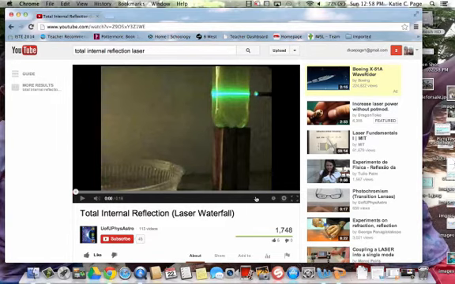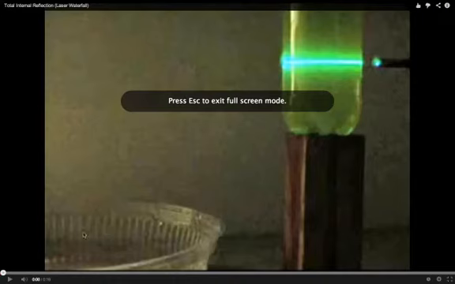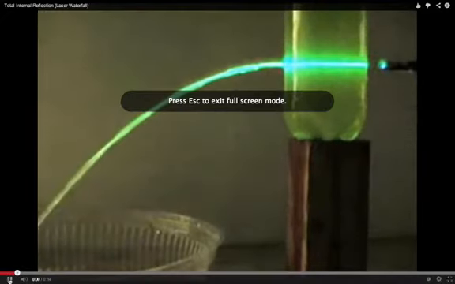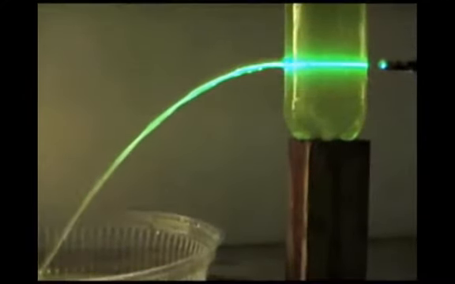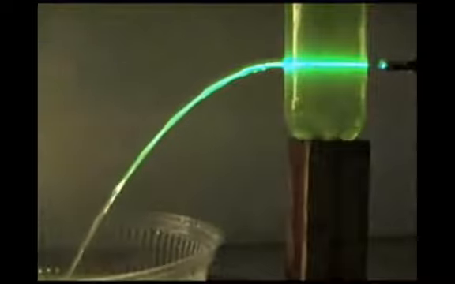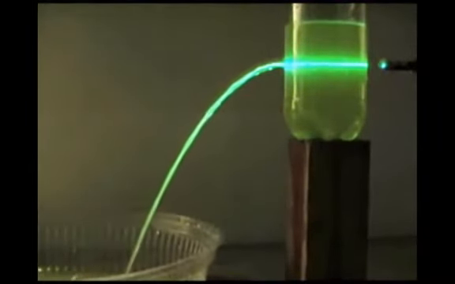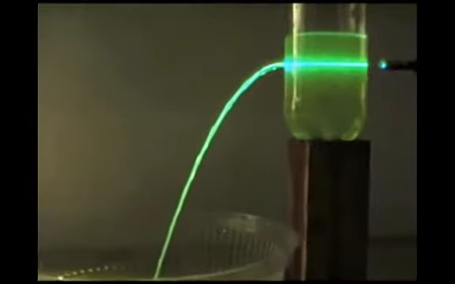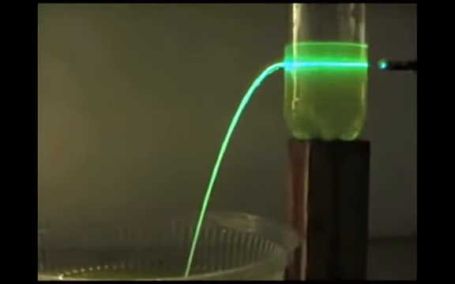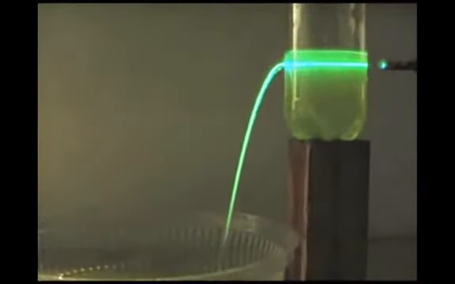Okay, what you can see here is a video of a demonstration of total internal reflection. So what has happened is there's a 2-liter bottle full of water, and they poked a hole in the side of it, and they're shining a green laser through it. And the laser is totally internally reflecting within that little stream of water. So it looks pretty cool there.